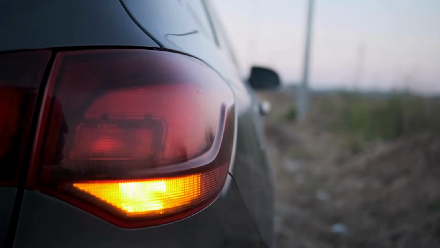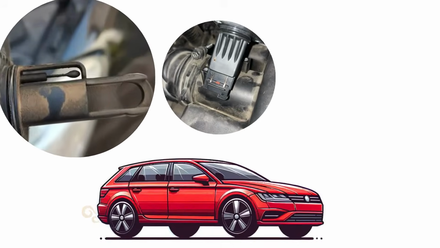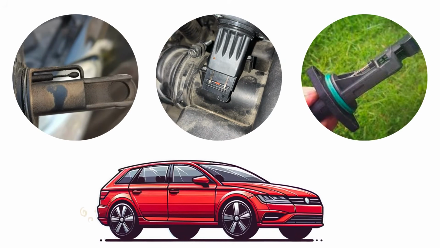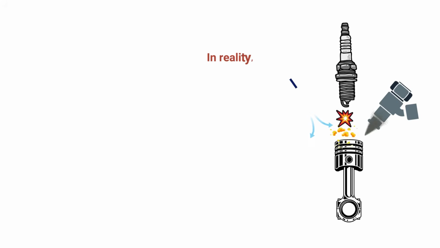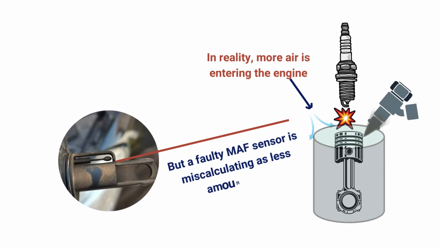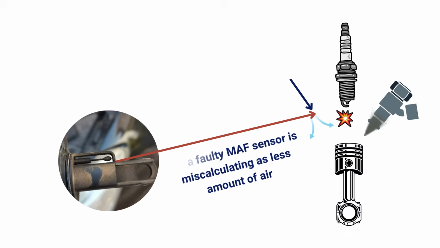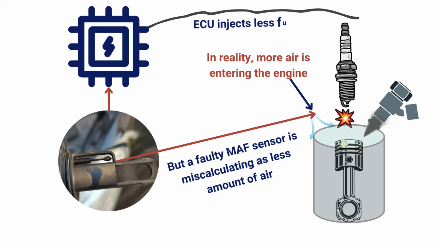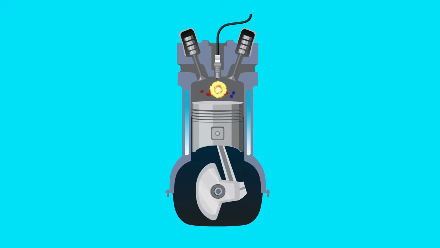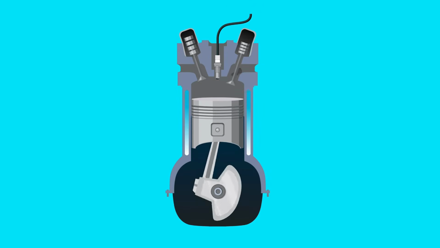Symptom 2: rough idle and shaking. When your car is stopped at a light with your foot off the gas pedal, a faulty mass airflow sensor causes noticeably rough and unsteady idling. If more air is entering the engine but a malfunctioning mass airflow sensor is measuring less air, it will command the ECU to inject less fuel than it should. This results in more air compared to the fuel injected. It results in inefficient combustion and rough idling.